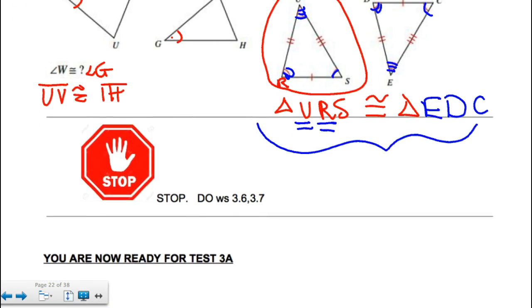And that's the end. So you can go do worksheet 3.6 and 3.7. And again, I think that one I'll have you do all of them just to get used to the notation.